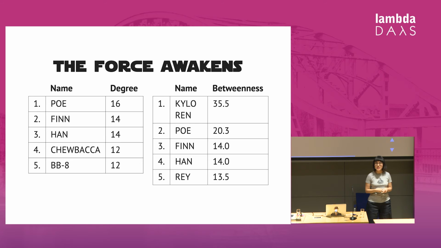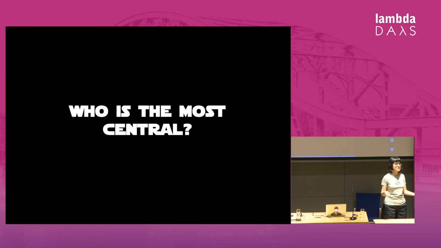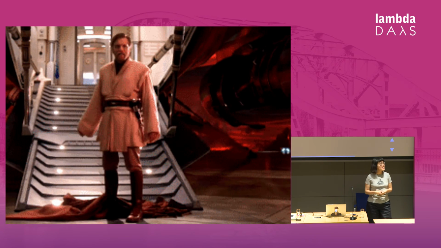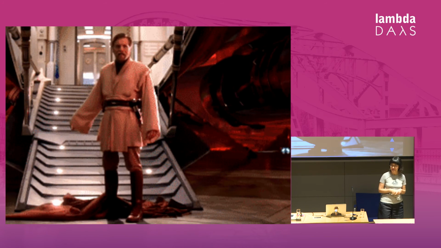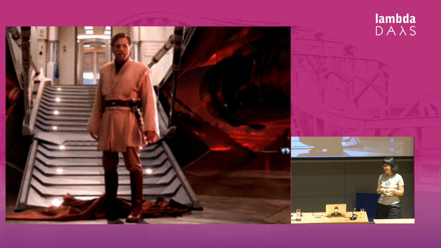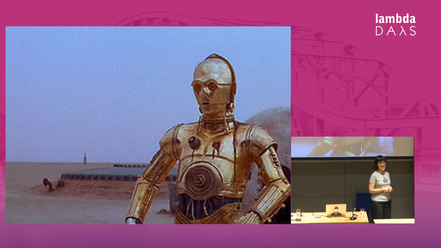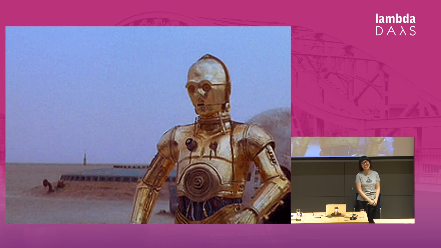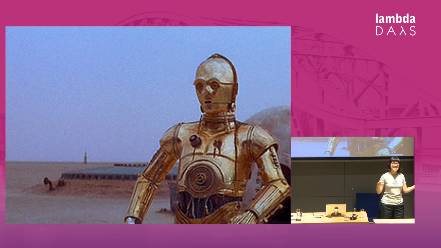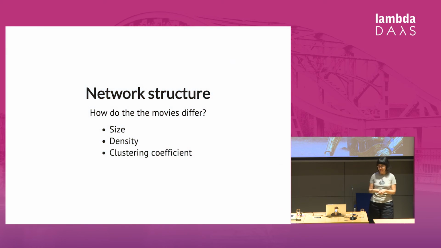So, who is the most central in the whole Star Wars universe? Well, before the new episode, episode 7, came out, it was this guy, Obi-Wan Kenobi. After episode 7 came out, I ran the algorithm again, and any guesses? Almost. It's C-3PO. Because it makes sense, he's in every episode. So this is the most central character in the Star Wars universe at the moment.